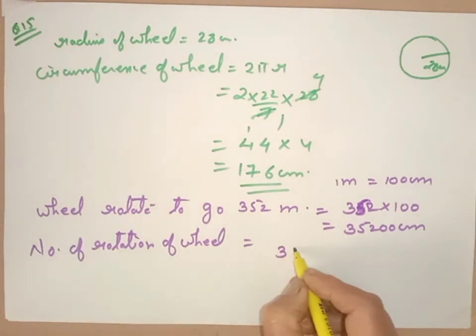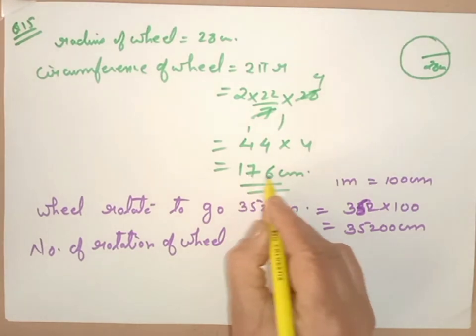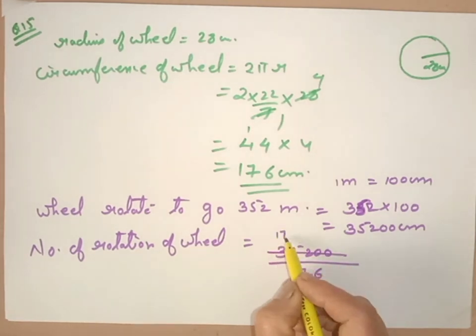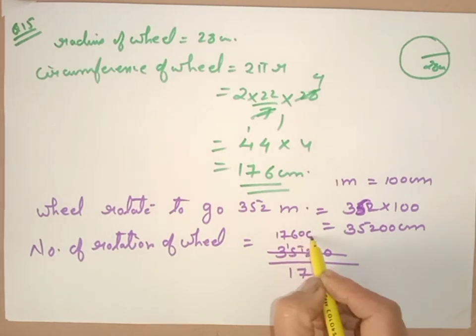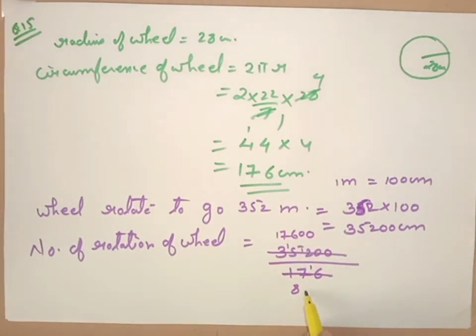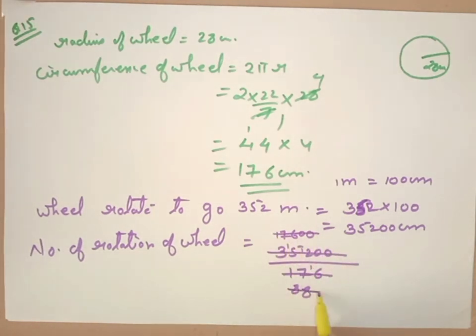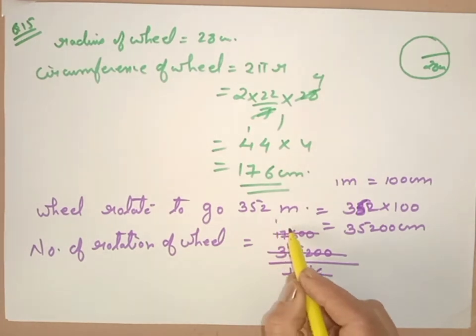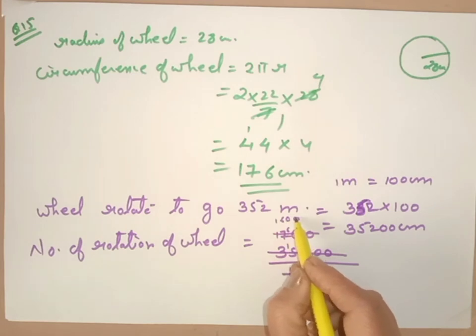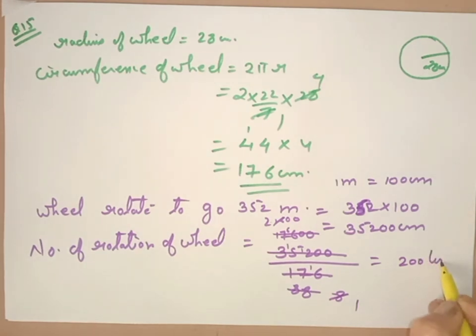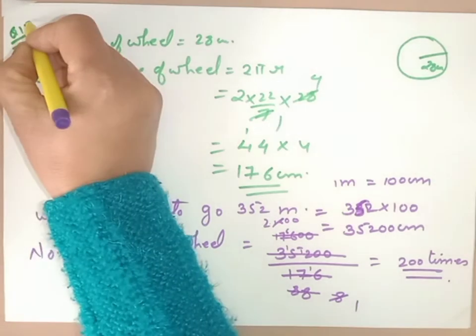So this will be 35200 upon 176. Now we'll do the cancellation, first with the table of 2. Then I am doing cancellation with 11. 11 8s are 88, 11 6s are 66, and 20 will come. Now 8 1s are 8, 8 2s are 16, so 200. So 200 times the wheel will rotate. This was question number 16.